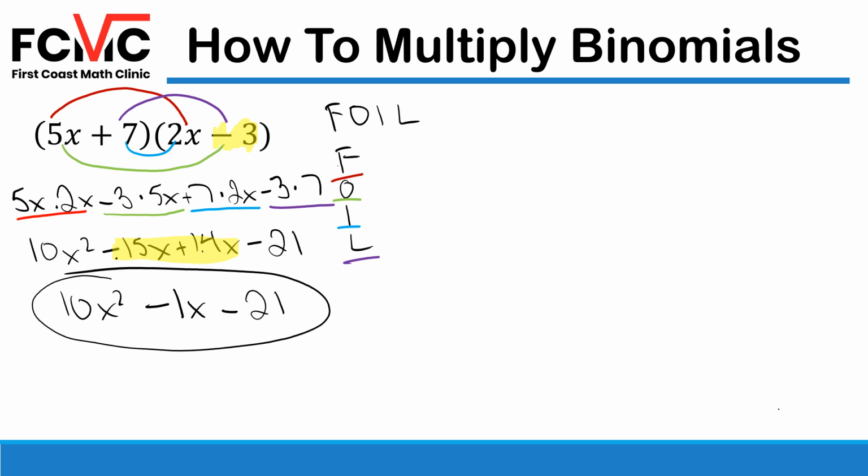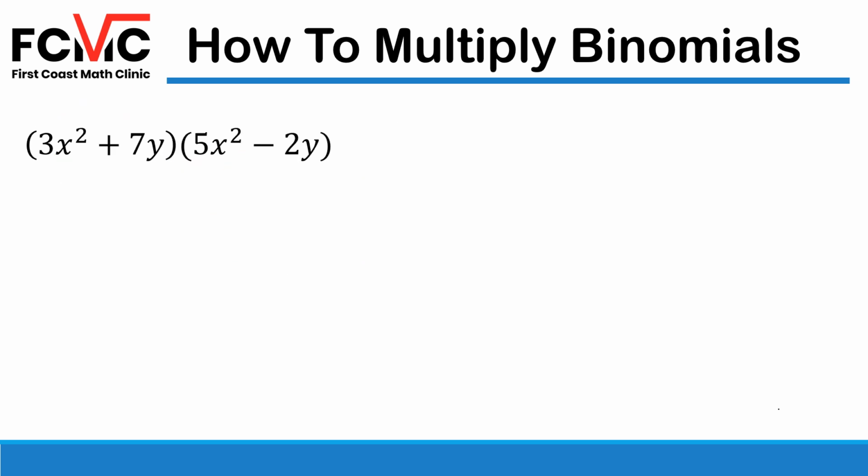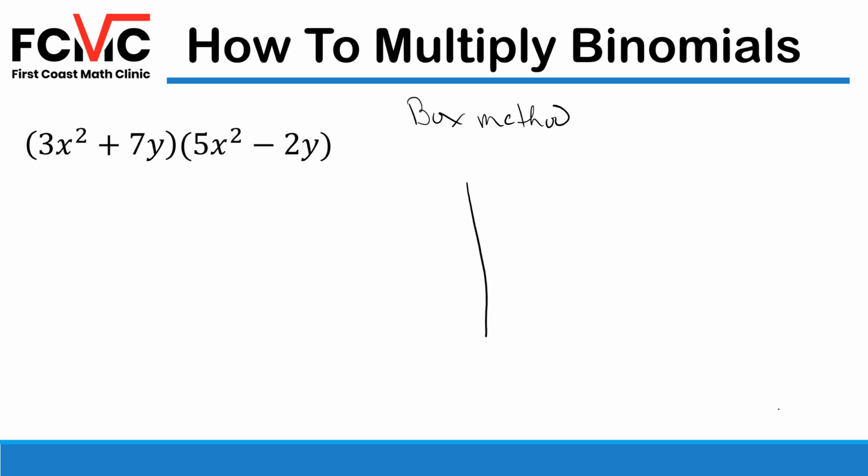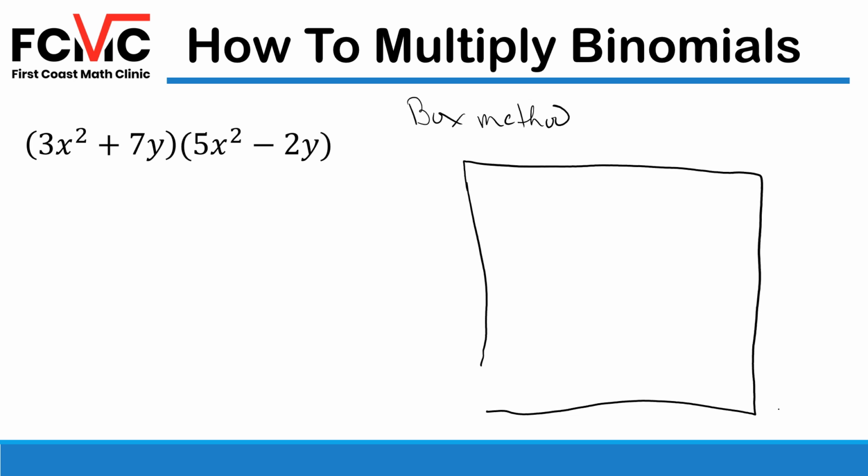All right, let's go on to a couple more examples. So here I've got 3x squared plus 7y times 5x squared minus 2y. I'm going to use the box method to multiply these out. So let's draw out our box. Actually, let me make that a little bit bigger so I can space this out a little bit. There we go.